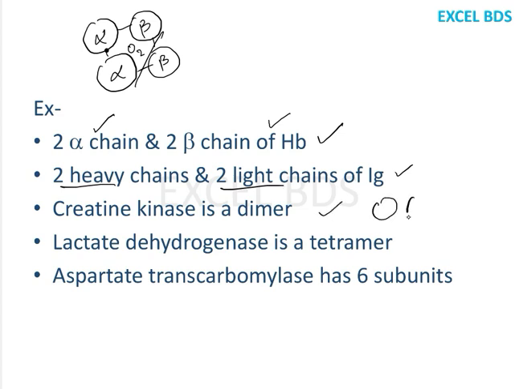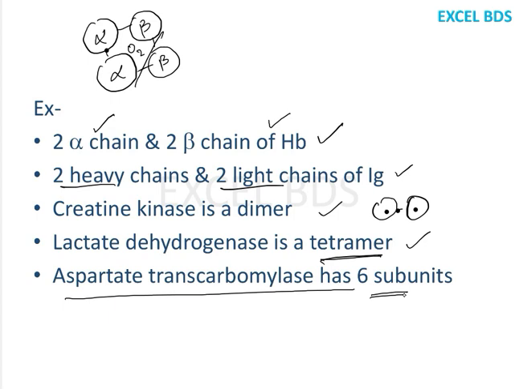Creatine kinase is made up of only 2 polypeptide chains, a dimer. Lactate dehydrogenase also contains 4 polypeptide chains, a tetramer. Aspartate transcarbamylase is an example for 6 subunits. Six subunits come together to form one enzyme, aspartate transcarbamylase.